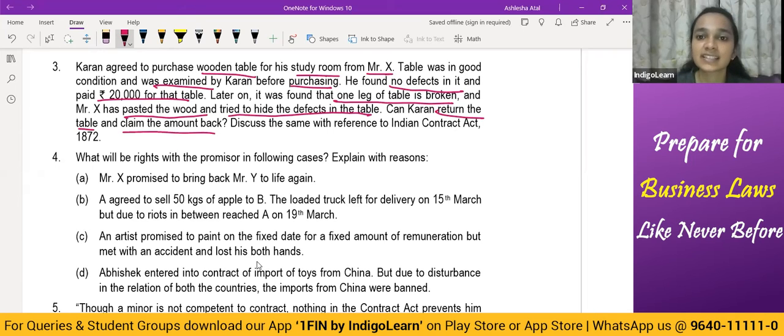So here this is a case wherein Karan, though he examined the table, was not able to find the defect. But the reason why he was not able to find the defect was that the defect was actively concealed by Mr. X. So this is a case of active concealment of defect, an intentional concealment of defect which has been done by Mr. X in this situation. So in this case, Karan can rescind the contract.